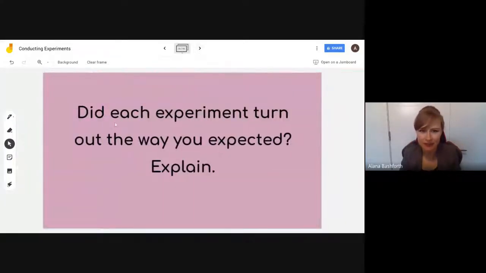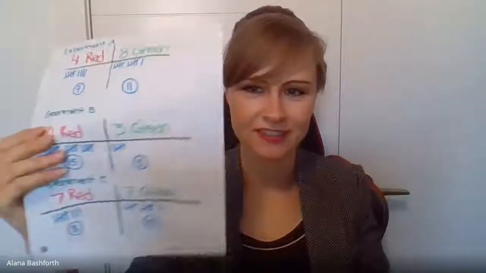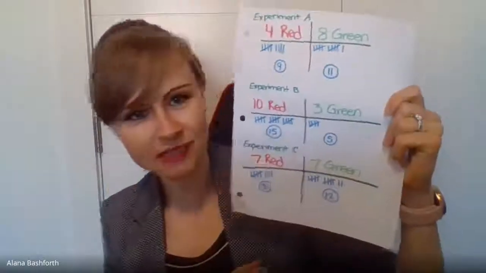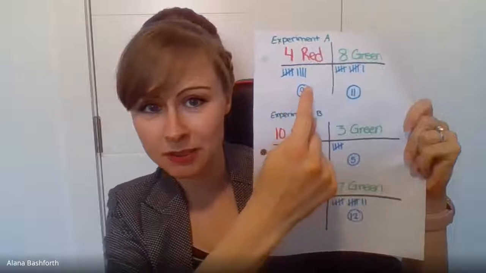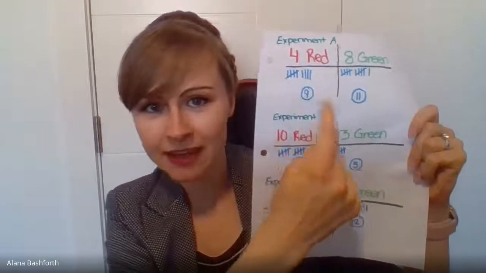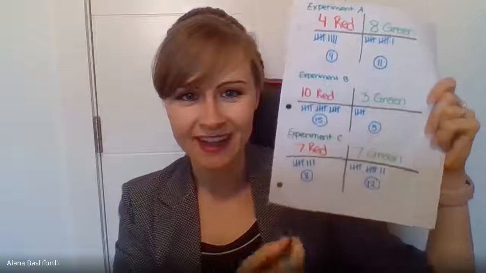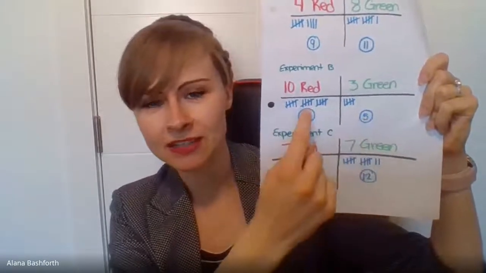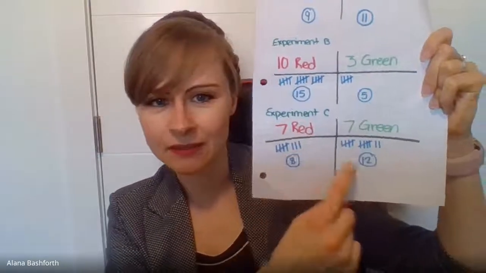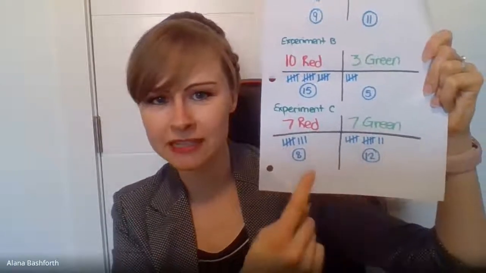Did each experiment turn out the way you expected? Explain. I have the results here, where I wrote it. For this one, I was surprised because I was expecting way more green than red, and I only had 2 more green than red. For this one, I was not surprised. It was what I expected. I only had 5 green and 15 red. And for this one, I was a little bit surprised because there were 12 green and 8 red.